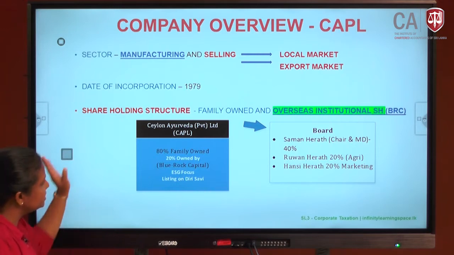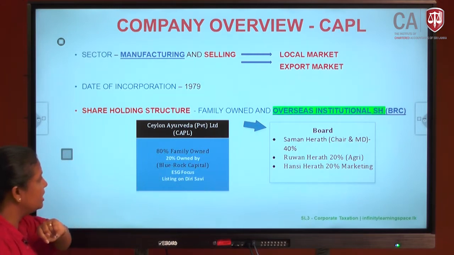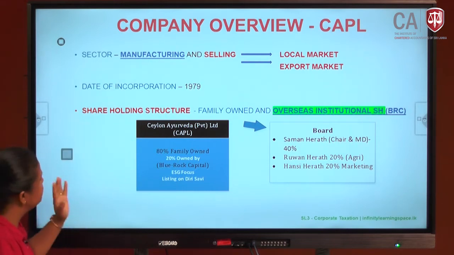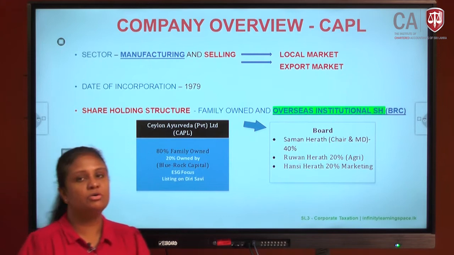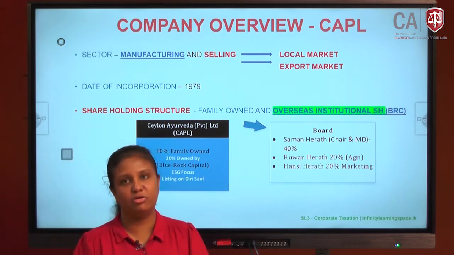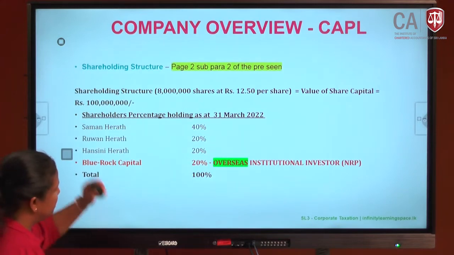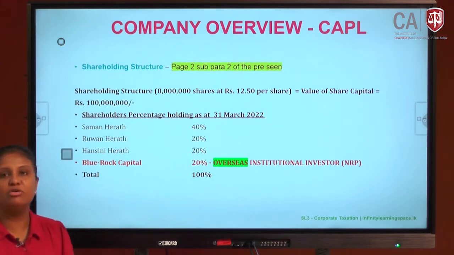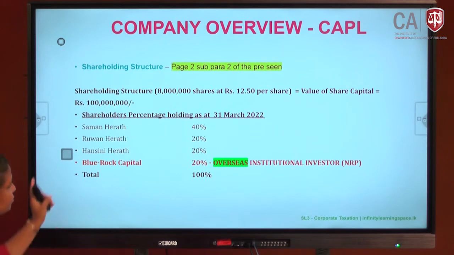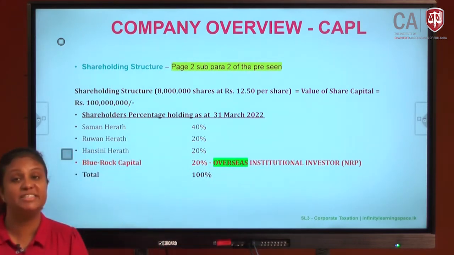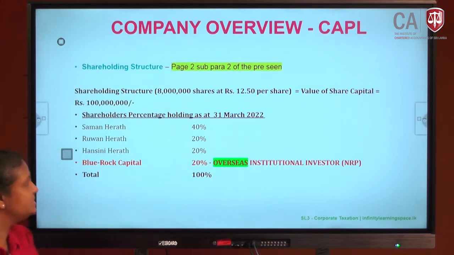Then 80% is family owned and 20% is owned by Blue Rock Capital, the institutional shareholder, which is foreign or non-resident. Okay. Initially, I really need to provide this shareholding structure, with Blue Rock Capital as an overseas institutional shareholder or investor, being a non-resident person.